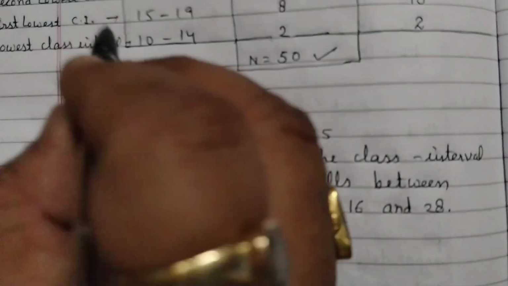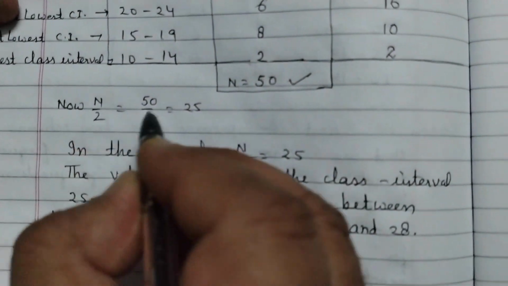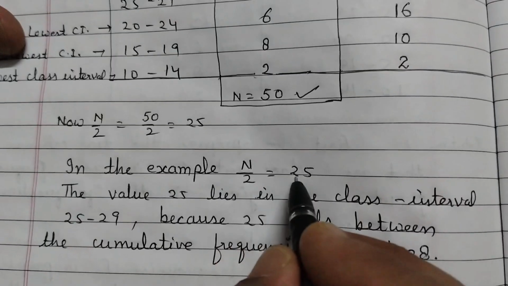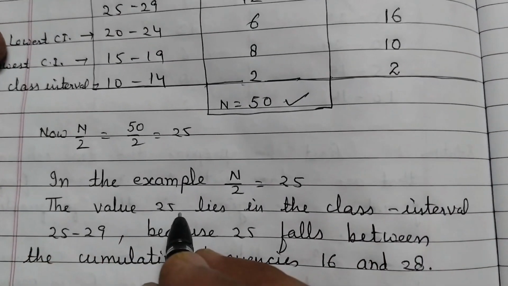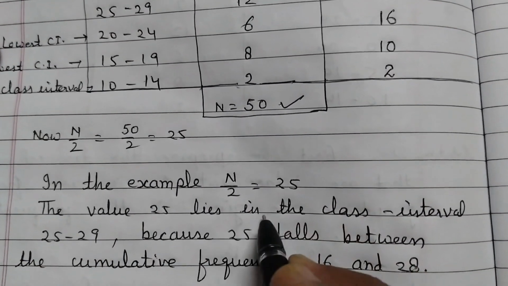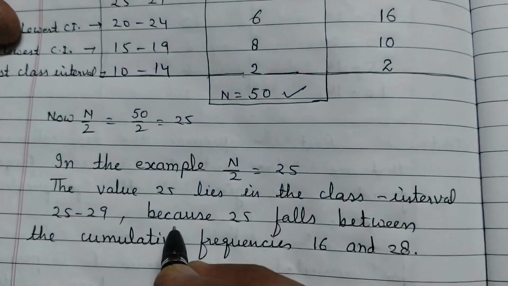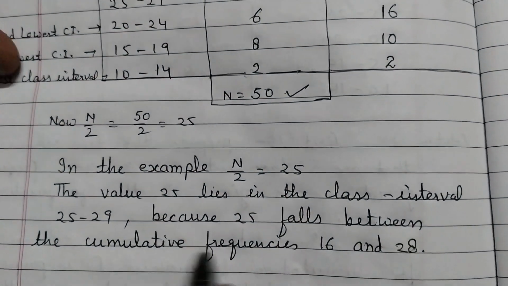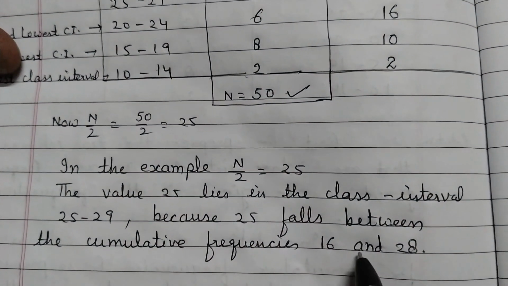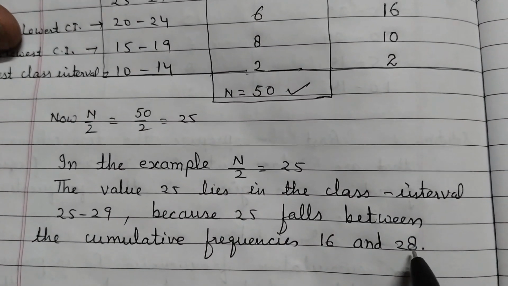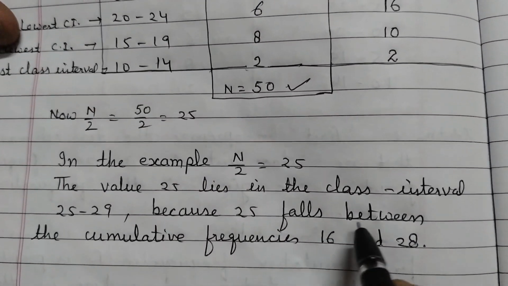Now the next step: N by 2 is to be calculated. N by 2, that is 50 by 2, is equal to 25. In the example, N by 2 is equal to 25. This value 25 lies in the class interval 25 to 29, because 25 falls between the cumulative frequencies 16 and 28, and it is very close to 28. So this is the class interval which I have selected.